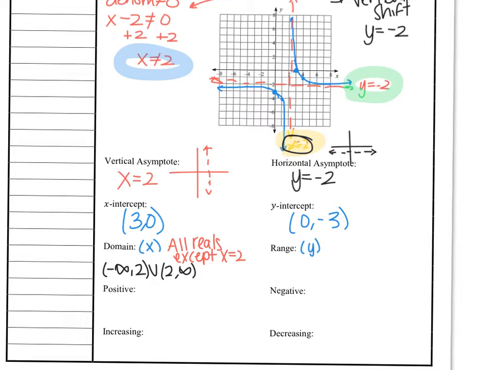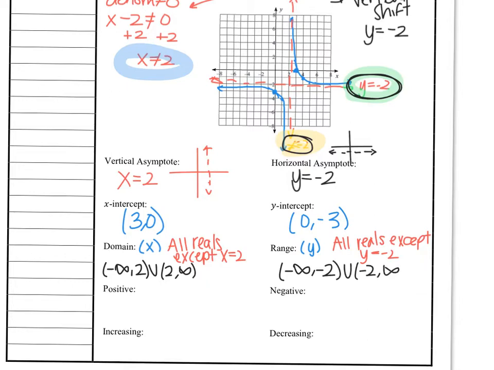All right, the range is all the y's. So all the y's that we have here, how low can we go, how high can we go? It looks like we can go as low as -infinity and as high as +infinity, but remember that we cannot exist where y is -2. So this looks like all reals except y equals -2 in this case. So we're going to write that in formal notation though. We can go from -infinity until -2, union -2 until infinity.